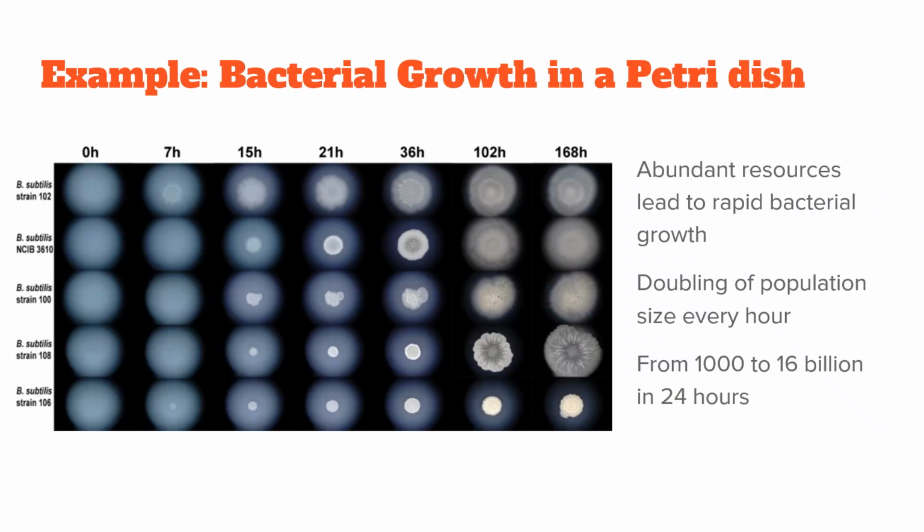This slide shows bacterial growth in a petri dish. The growth of 5 different strains of Bacillus subtilis is observed over a week. Starting with 1,000 cells, they can double every hour, reaching 16 billion cells in just 24 hours if there is sufficient space and nutrient availability.